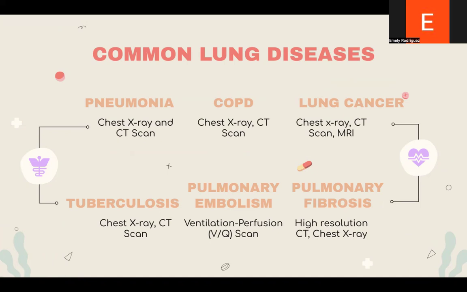Chronic obstructive pulmonary disease is a long-term condition often caused by smoking. It includes emphysema and chronic bronchitis. On a chest X-ray or CT scan, doctors may see overinflated lungs, a flattened diaphragm, or large empty spaces in the lungs. These images help doctors assess the severity and decide on treatments like inhalers, oxygen therapy, or even surgery.